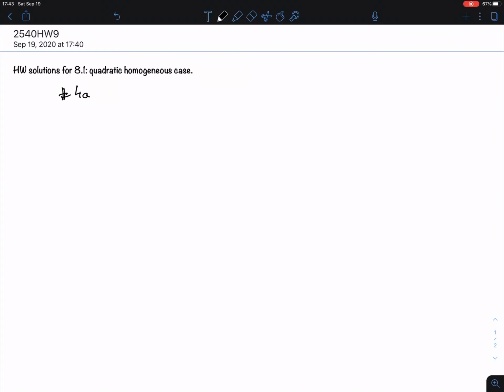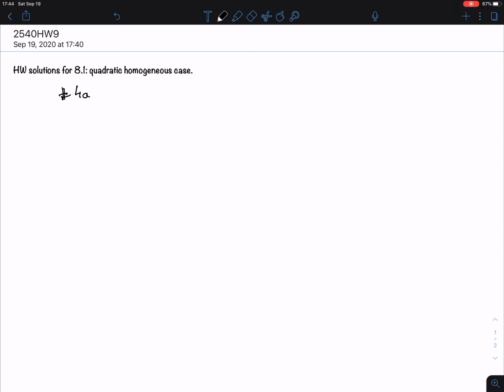Hi guys, the homework for 8.1, but there are going to be 3 times homeworks from 8.1, right? This is about the quadratic homogeneous case, and in fact the one where we have 2 different roots. We discussed in the lecture today what happens if you have quadratic but the same roots.